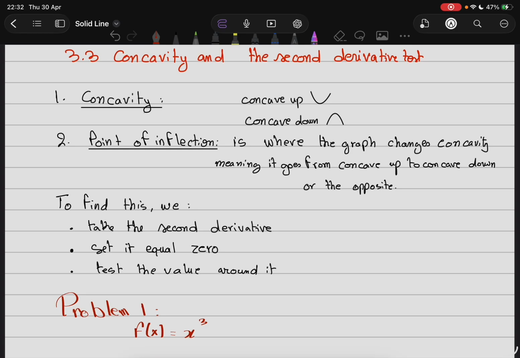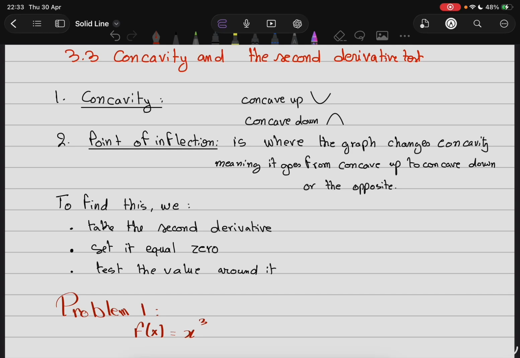If a graph is concave up, it looks like a bowl opening upward. If it's concave down, it looks like it's upside down. A point of inflection is where the graph changes concavity, meaning it goes from concave up to concave down, or the opposite. To find all of this, we first take the second derivative, we set it equal to 0, and we test the values around it.